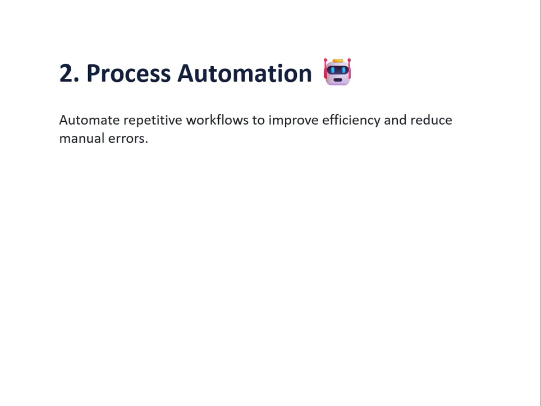Pillar 2, process automation. Here's where the efficiency comes in. Most organizations waste time on manual, repetitive work. HR approvals, invoice routing, IT help desk tasks. But with tools like robotic process automation or RPA, low code platforms, and intelligent workflows, we can automate those processes and free up people to do higher value work.